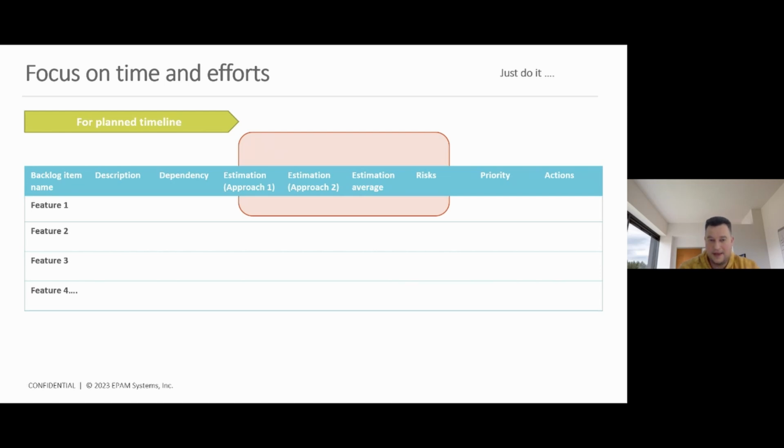The tricky point is the next: you shouldn't provide, for example, a lot of estimation approaches. Please use 2 or 3 of them, 2 or 3 of them that are applicable for your project.